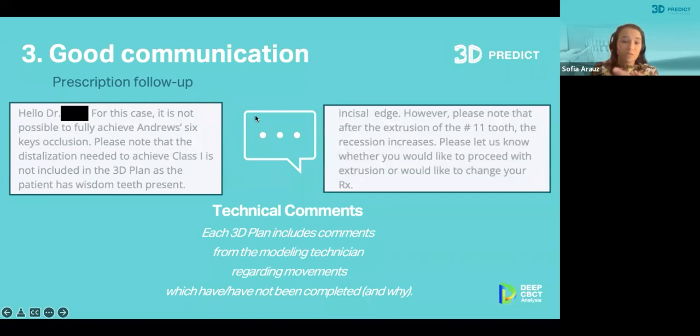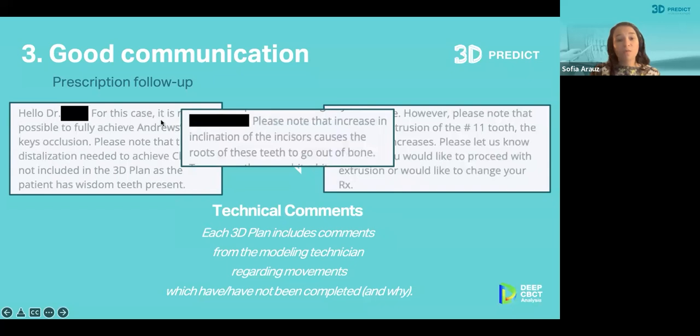And in here, you can see, for example, the technician is saying, we extruded tooth number 11, but that causes recession. Please let us know if this is acceptable or you would like to change your treatment plan. And one that is very common, please notice that this specific movement causes the teeth to go outside of the bone. Now, we're always going to try to keep your cases within anatomical boundaries. With that being said, we're also going to follow your prescription. You are the captain of the ship, and that trumps everything.